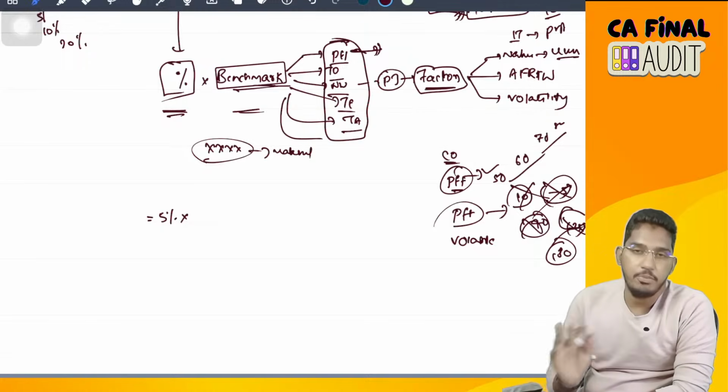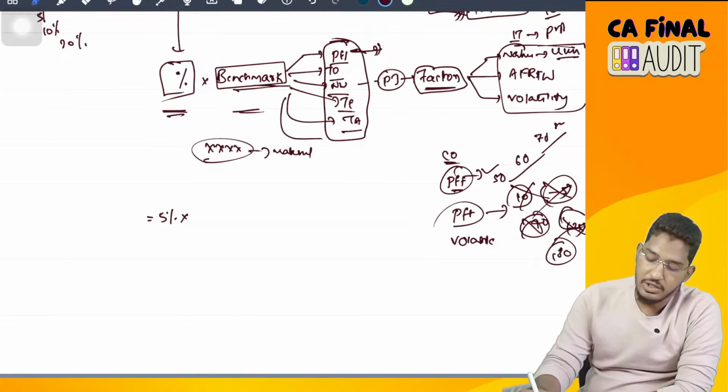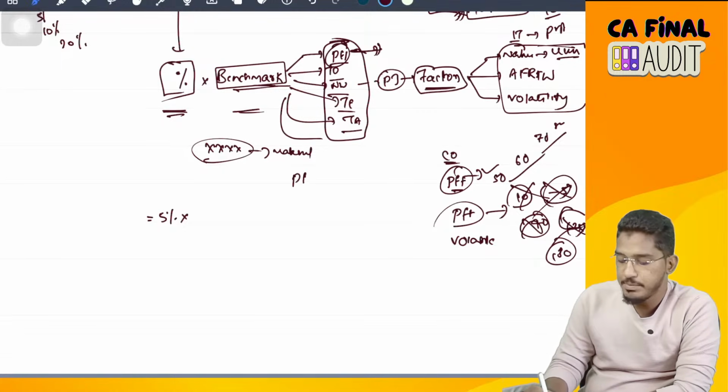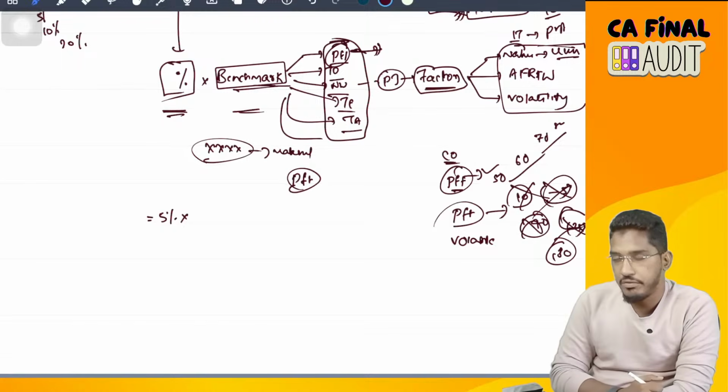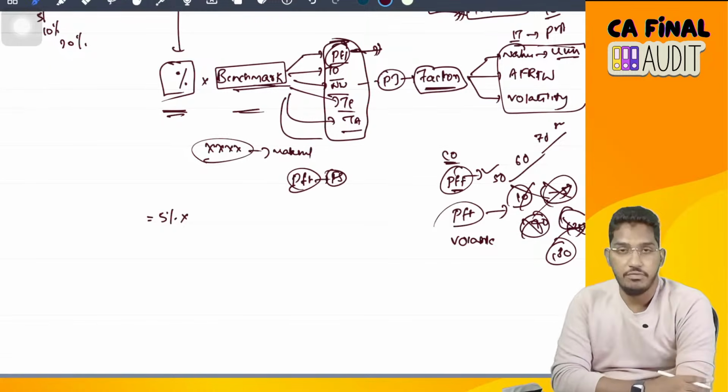Sir, from where will I take that profit figure? Okay, so all these factors you have considered. After considering all the factors, you have chosen that you will take profit as a benchmark. But from where do I have to take the profit figure? You all will say financial statements. But from which financial statements do I have to take the profit figure?